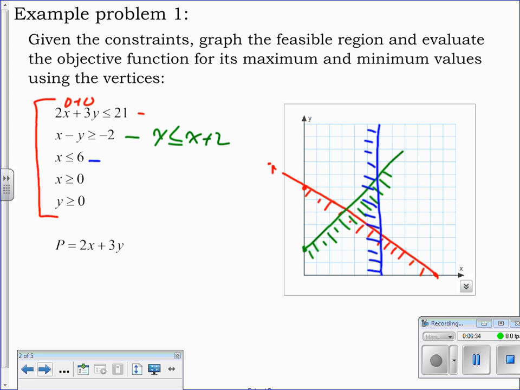Now my other two constraints are what? X is greater than or equal to 0. That's everything above the x-axis. Y is greater than or equal to 0. That is everything to the left of the y-axis. This is everything above the x-axis. That gives us this and that. Okay, that's what the last two give us. Those are the x and y axis.